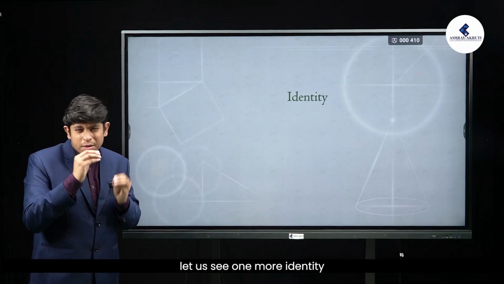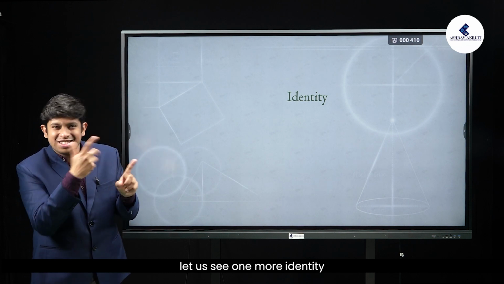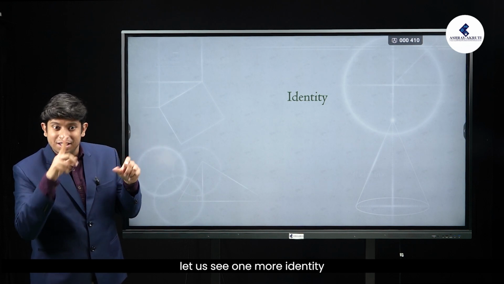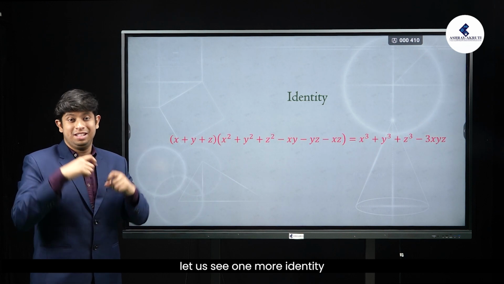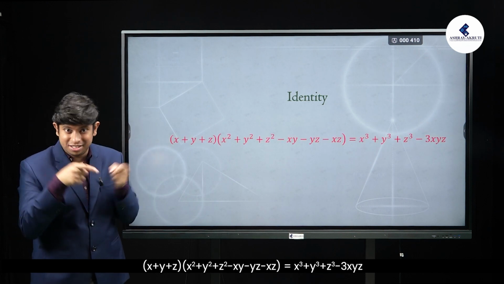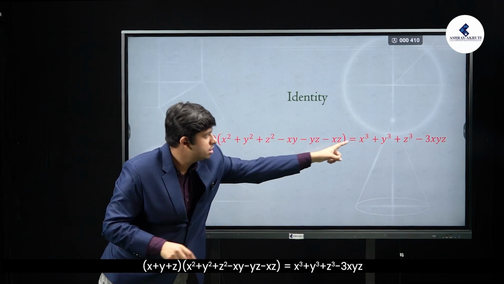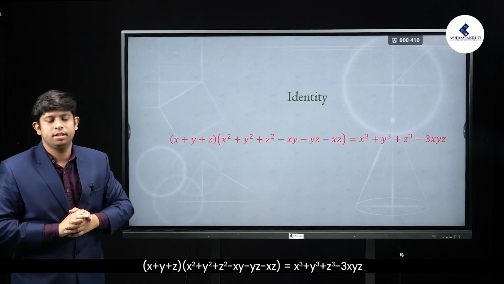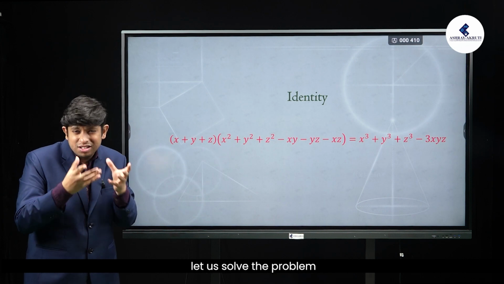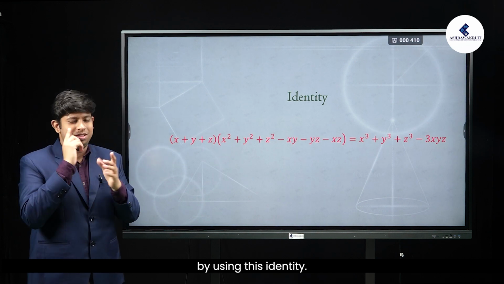Let us see one more identity. (x + y + z) into (x² + y² + z² − xy − yz − xz) is equal to x³ + y³ + z³ − 3xyz. Let us solve a problem by using this identity.